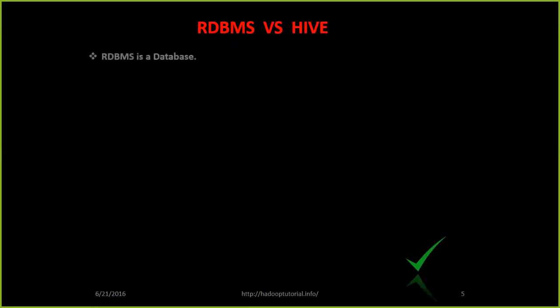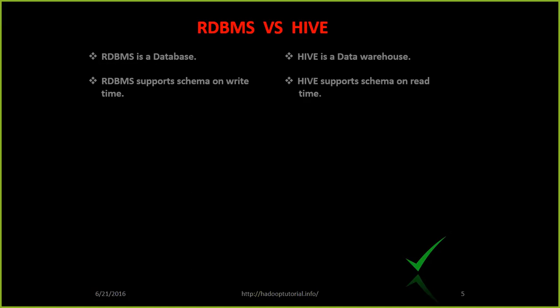And RDBMS versus Hive. RDBMS can be used both as a database and a data warehouse. Your Oracle, one example. Hive is purely a data warehouse. RDBMS supports schema on write. That's why you can't insert an invalid record into a table. Whereas Hive supports schema on read. You can insert an invalid record into Hive, but at the time of reading, you will get those mismatched columns as null values.